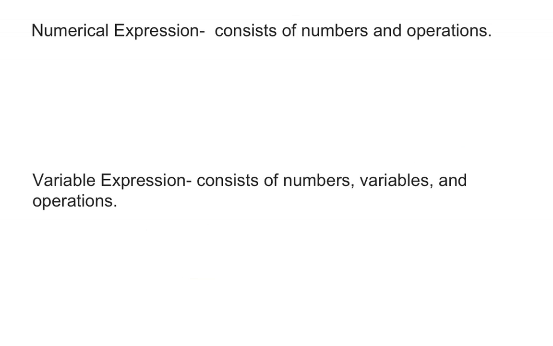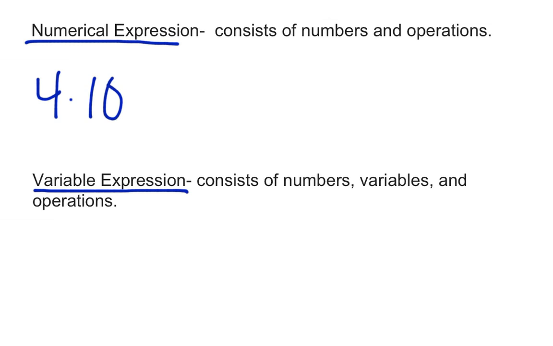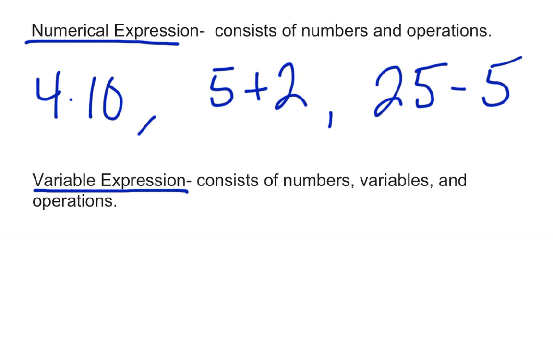A couple definitions for you here. We have numerical expression compared to a variable expression, and a very small difference here. Numerical expressions are going to be expressions that solely consist of numbers and operations. So just to write a few down here, 4 times 10 would be an example of a numerical expression. 5 plus 2 is a numerical expression. Let's throw one more in here, let's do 25 minus 5. All numerical expressions because it's all numbers and operations.